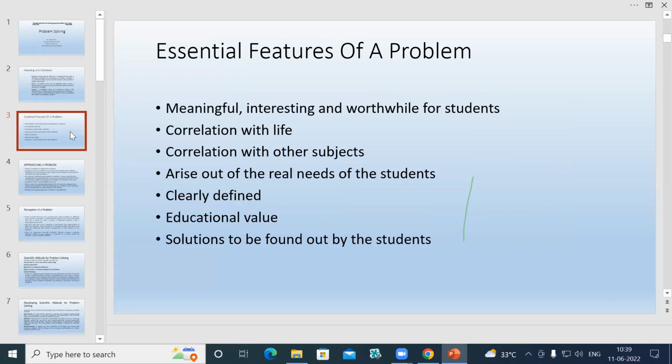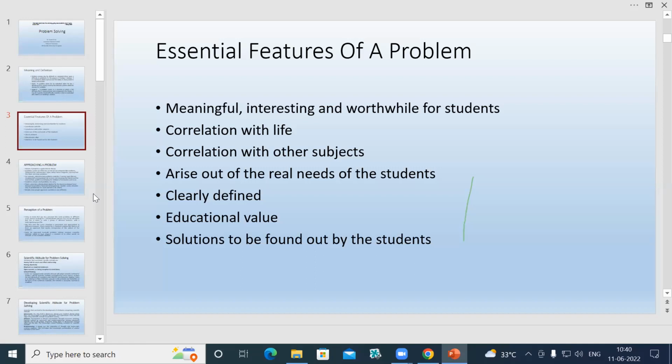So these are the essential features of a problem. The first feature of the problem is that it should be meaningful, interesting, and worthwhile for students. So the first essential feature of a problem is that it should be meaningful, interesting, and worthwhile for the student, and it should have correlation with life also.